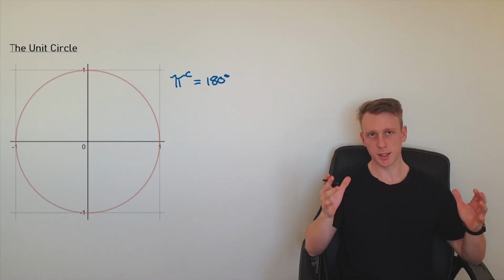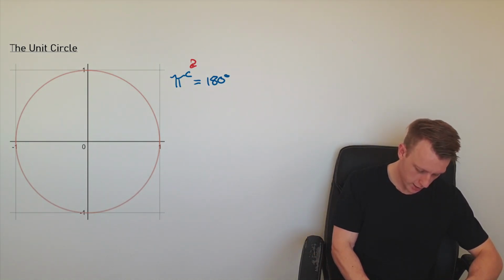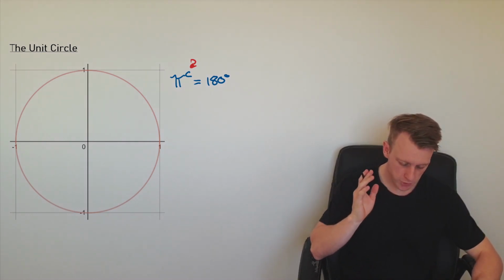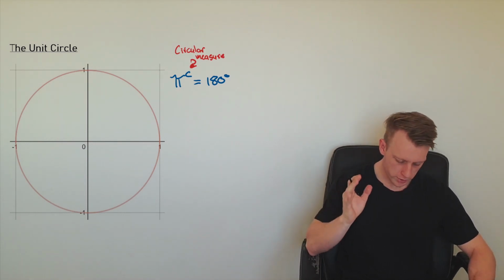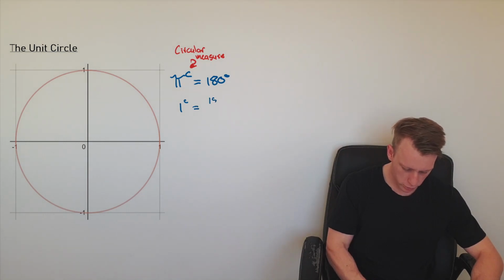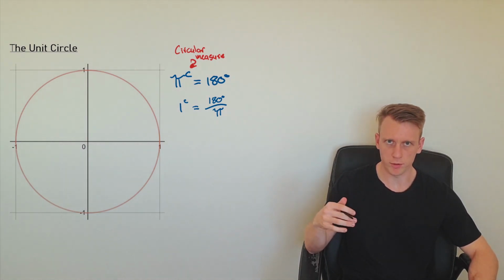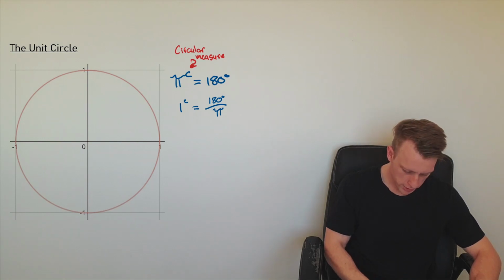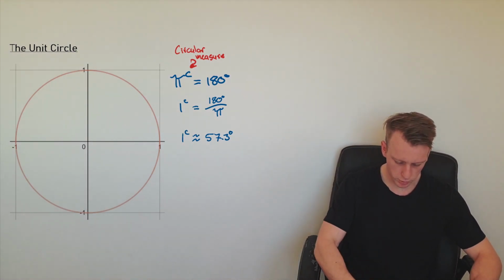Typically this is how we write it. We've got pi with a little c up here. This is pi radians. That c stands for circular measure. Now if you were to just divide both sides by pi, you would simply get 1 radian being equal to 180 degrees divided by pi. You can treat pi as 3.1415, pi is just a number, and you put this in your calculator, you get an approximation of 1 radian being roughly 57.3 degrees, somewhere in that range.